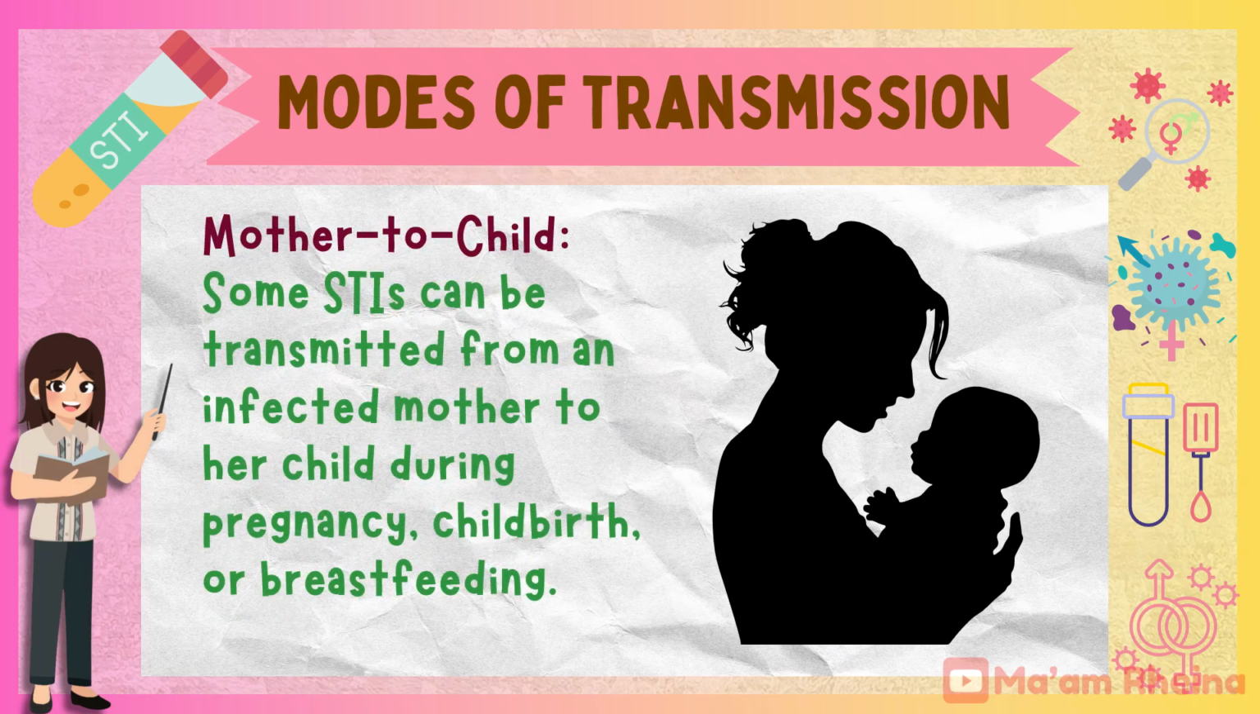2. Mother to child. Vertical transmission. Some STIs, like HIV, syphilis, and hepatitis, can be passed from an infected mother to her baby. This can happen during pregnancy, when the infection crosses the placenta, during childbirth, through contact with infected fluids, or while breastfeeding in some cases. That's why it's important for pregnant women to be tested and treated if necessary.